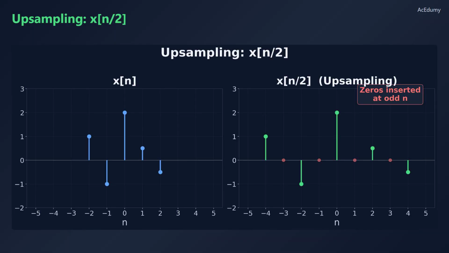What about x of n over 2? This is called upsampling. When n is even, n over 2 is an integer, so use the value from x of n over 2. When n is odd, n over 2 is not an integer, so we insert 0. The result stretches the signal by a factor of 2, with zeros between the original samples. This creates a longer sequence with the original values preserved at even indices.